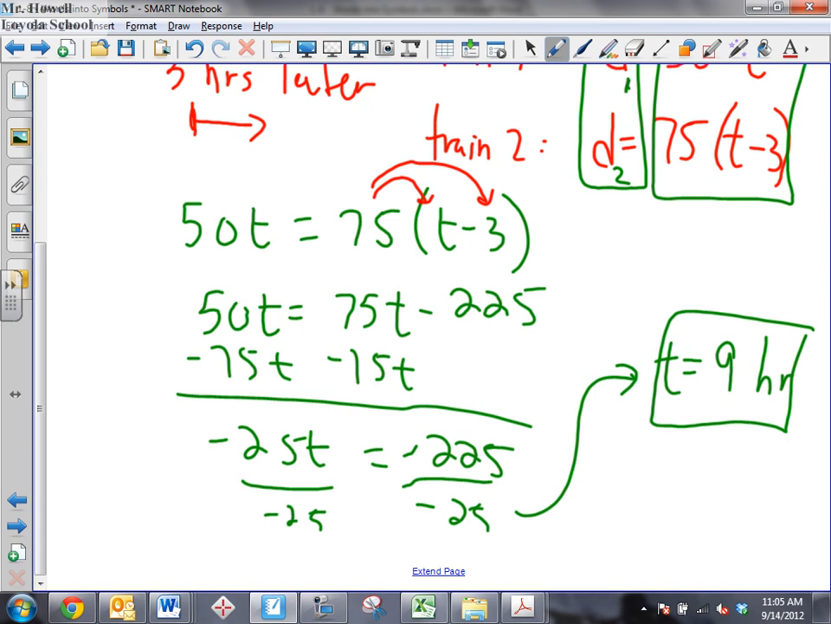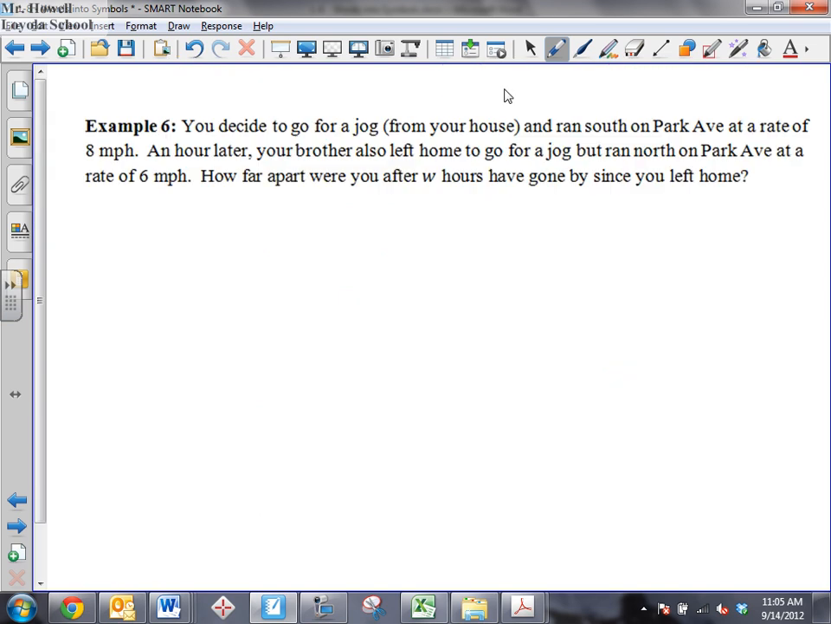All right, let's look at example 6. You decide to go for a jog from your house, and you run south on Park Avenue at a rate of 8 miles per hour. An hour later, your brother also left home to go for a jog, but ran north on Park Avenue at a rate of 6 miles per hour.